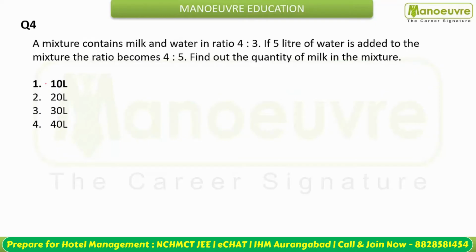Now next question. A mixture contains milk and water in the ratio of 4:3. If 5 liters of water is added to the mixture, the ratio becomes 4:5. You need to find out the quantity of milk. See, what you have changed is the water. You have added water. Initially we had milk and water. Milk was 4 and it is still 4. That means milk remains the same.